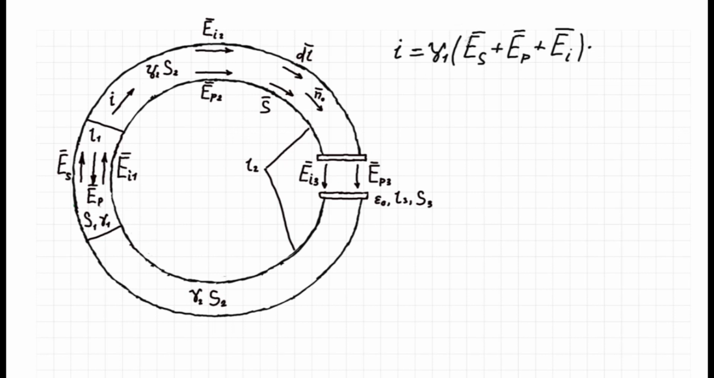This equation is a vector equation, as we can see, because all these conceptions are vector parameters, and they are scalarly multiplied by the cross section of this part 1 of our circuit, and we get the current, which is along our circuit everywhere.